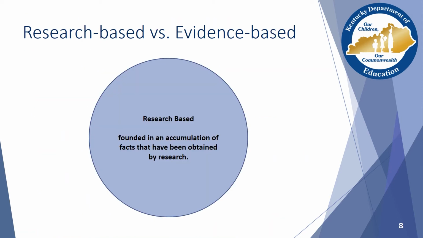As we transition from research-based approaches to evidence-based interventions, let's take a moment to explore the difference between the two. A research-based intervention is one which is founded in the accumulation of facts that have been obtained by research. This research could include a wide range of study designs and research methods, and could represent an amalgam of existing learning theories.